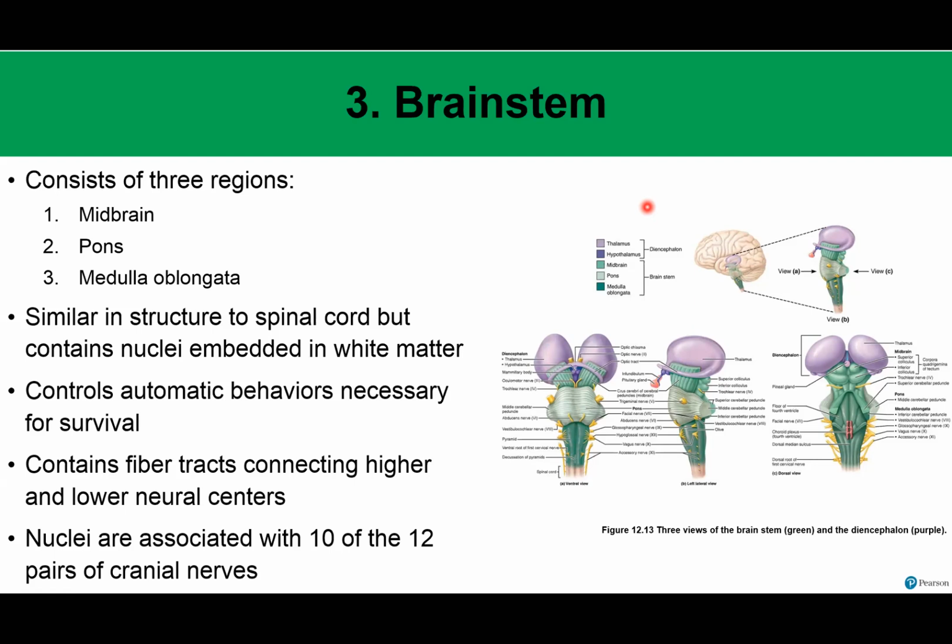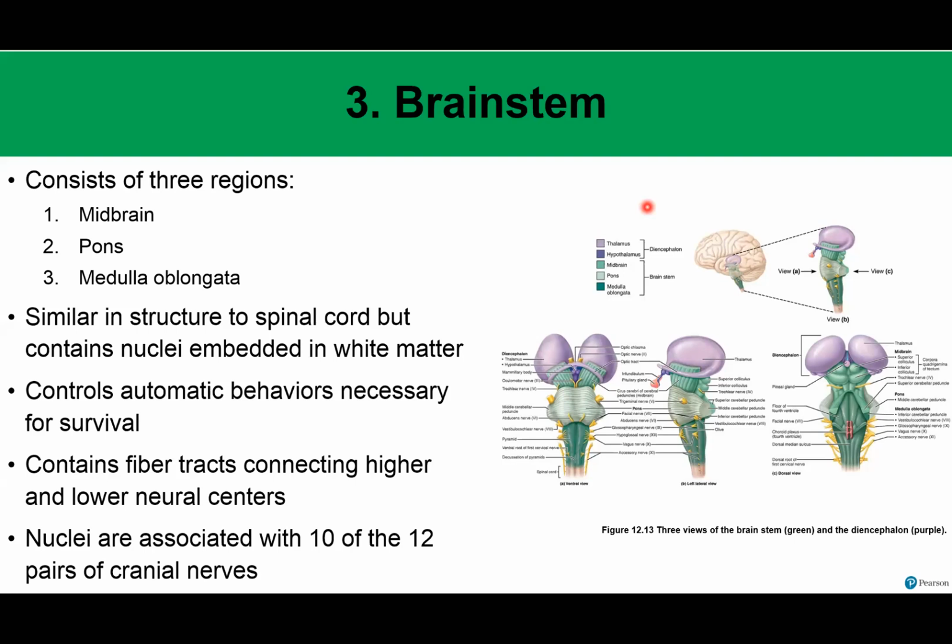Basically, the brainstem is our sort of survival pass. It controls automatic behaviors that are required for survival. Things like breathing, things like heart rate, like sending impulses to the respiratory centers. All vital functions are located in the brainstem.